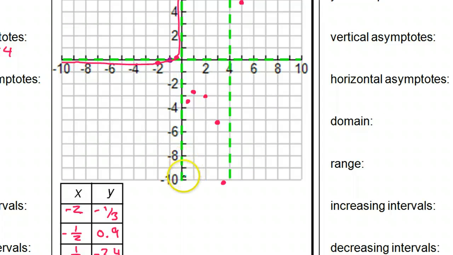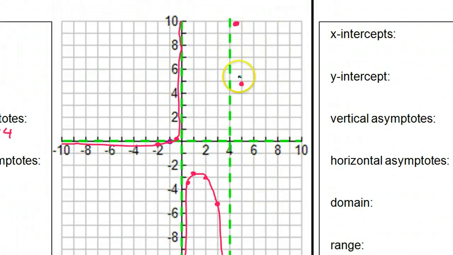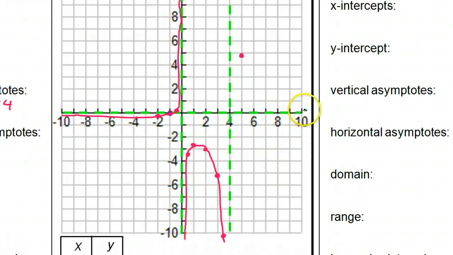Down here I've got this whole loop thing happening. So that's going to go like something like that. Whoa, okay, messed that up a bit. Let's see if I can do any better. Okay, so something like that. And then over here, you can bet that it's going to come down and approach the asymptote. It would be nice to have another point over here. Let's see what's happening at 10.